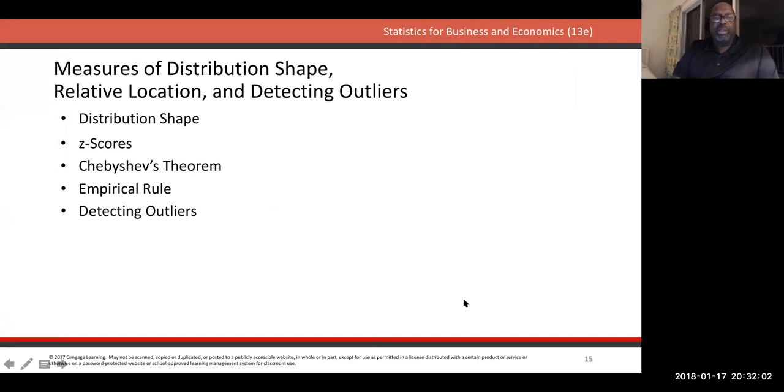So we did talk about z-scores. I just mentioned the idea of z-scores to you. There's Chebyshev's theorem, which we don't have to know as such, the empirical rule, and detecting outliers. I've already talked about the empirical rule and z-score, and outliers are when we have values of 3 or higher, then you have outliers, right?